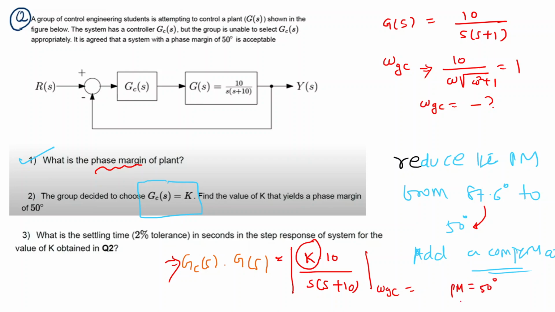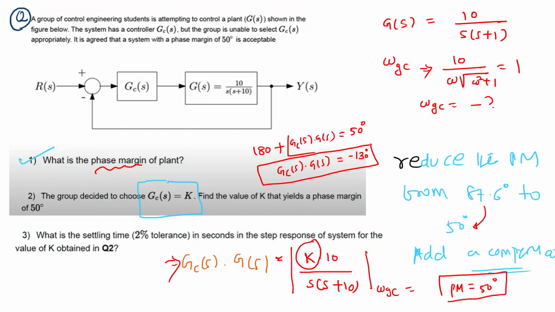Suppose you have to solve this question in the examination and you don't have MATLAB, then how do you do it? First of all, your phase margin is 50 degree. So you write down here: 180 plus the angle contributed by Gc(s) into G(s) equals your phase margin, and that phase margin is 50 degree. It means the angle contributed by Gc(s) into G(s) should be 50 minus 180, which is minus 130 degree. I require a phase of minus 130 degree.